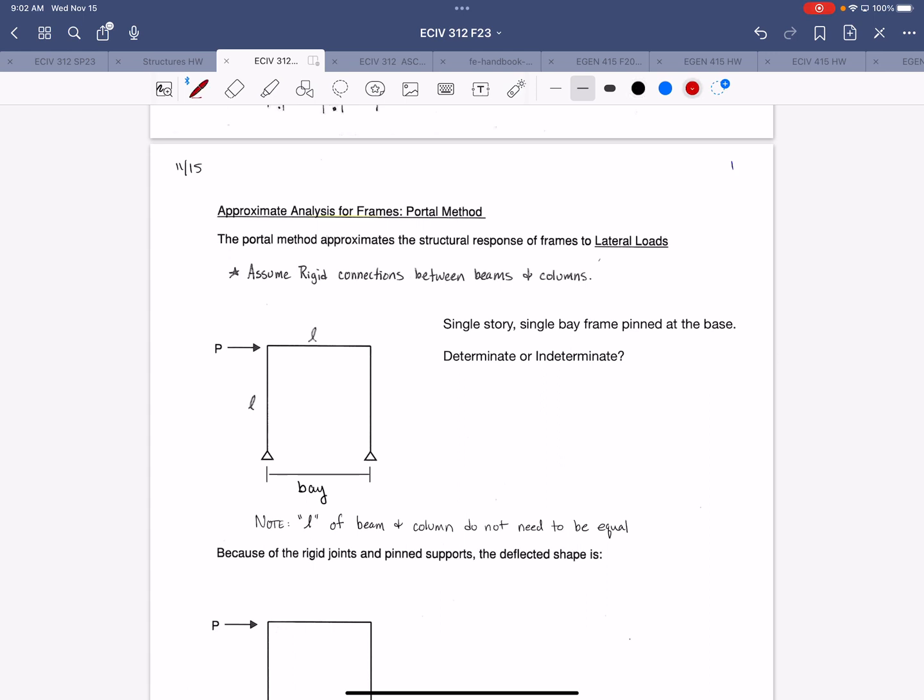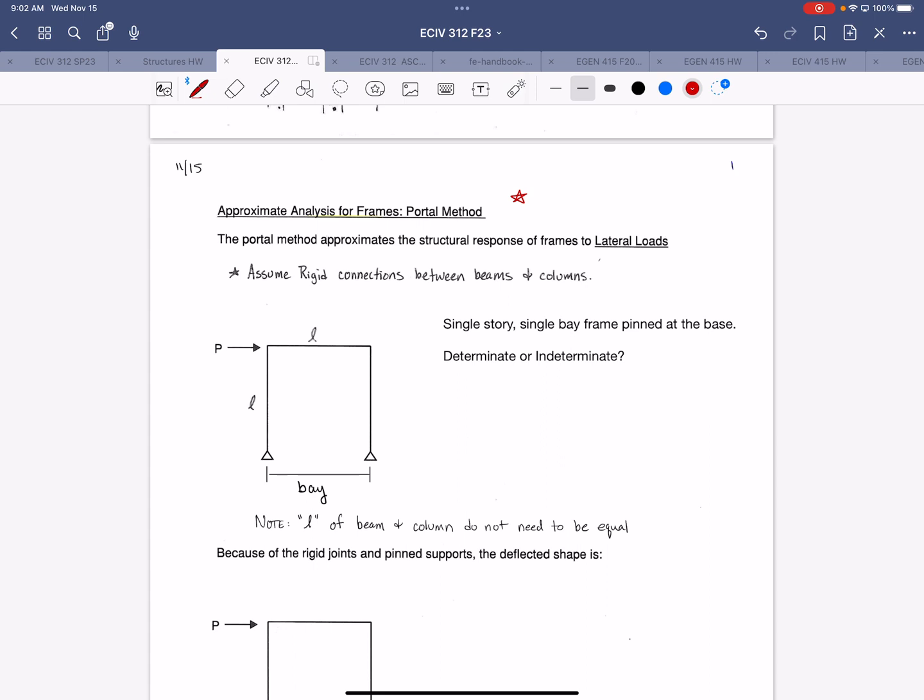All right, so today we're going to talk about the portal method. This is a method specifically for analyzing the response of a frame to lateral loads, right? And specifically for moment frames. I'm going to emphasize a few things here, and it's important to remember this. When you are applying the portal method, do not include vertical loads, right? Even if you have vertical loads on your frame, ignore them for the portal method.